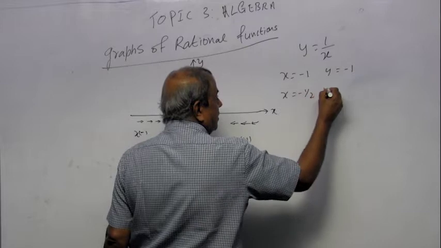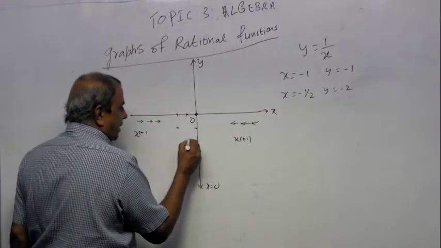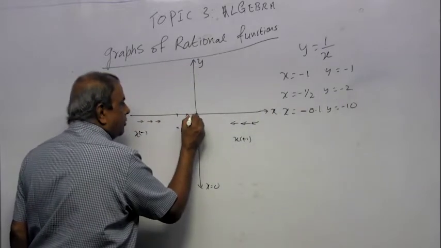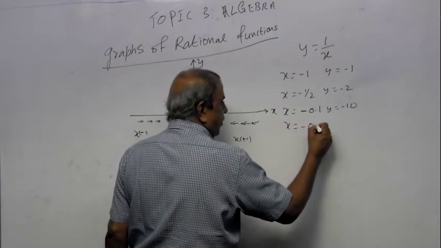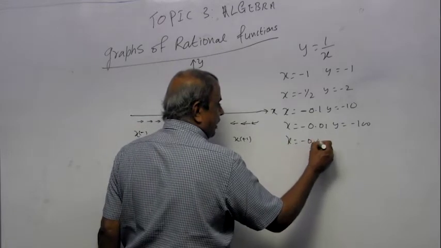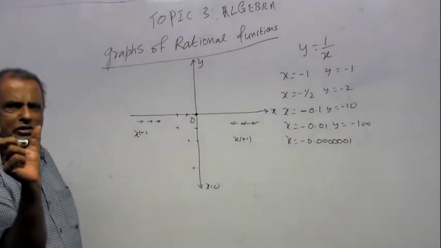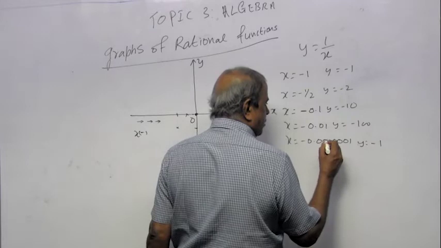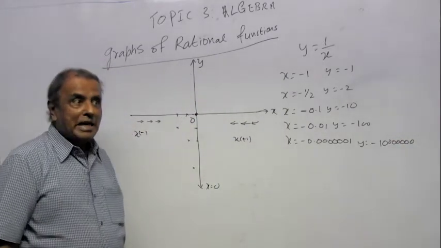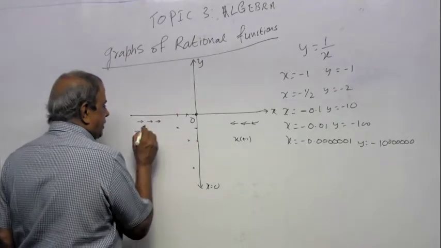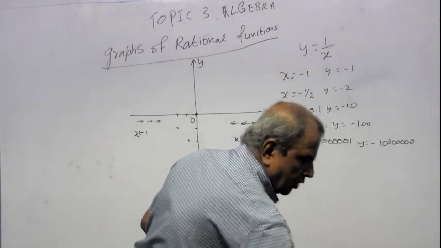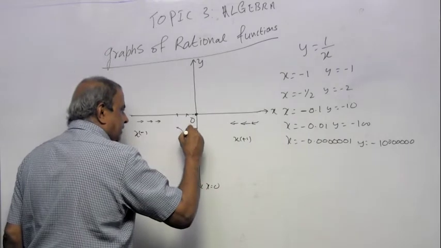So x is minus half, y is minus 2. When x is minus 0.1, y is minus 10. Minus 0.1 is somewhere there, and minus 10. x is minus 0.01, y is minus 100. So if I take that one, it's going somewhere there. x is minus 0.000001, so small, I'm coming closer and closer to 0. y will be minus 10 power 7, that is minus 10 million. Ooh. So, in other words, as you approach 0 from the left, or from negative values, your graph seems to go in the negative direction, bigger and bigger.